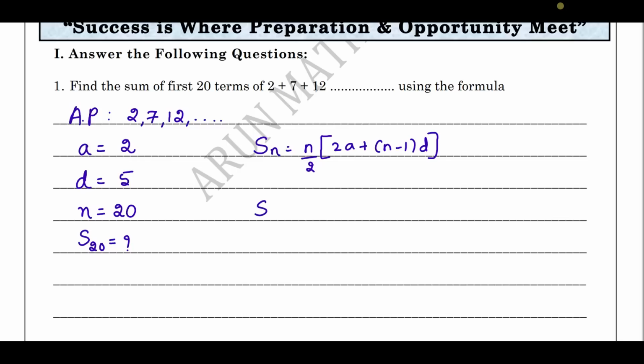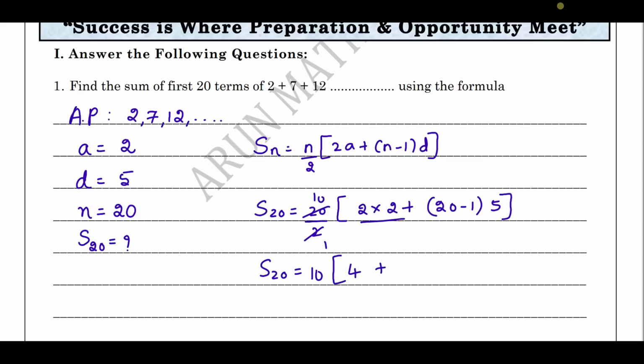Therefore S20 equals 20 by 2 into 2 times 2, that is, the value of a is 2, then n is 20, 20 minus 1 into d, what is d? 5. S20 equals, what is 20 by 2? It is 10. Now 2 into 2 is 4 plus 20 minus 1 is what? 19 into 5.